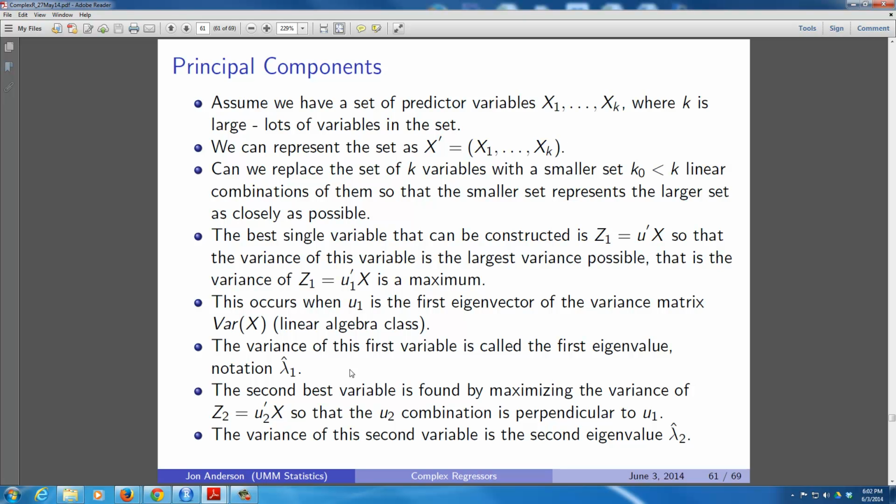The second best variable is to make a variable Z2 so that you have the most variation that you can make in a direction that's perpendicular to the first variable. And it turns out that that second variable is the second eigenvector, and the variation of that second variable is the second eigenvalue.